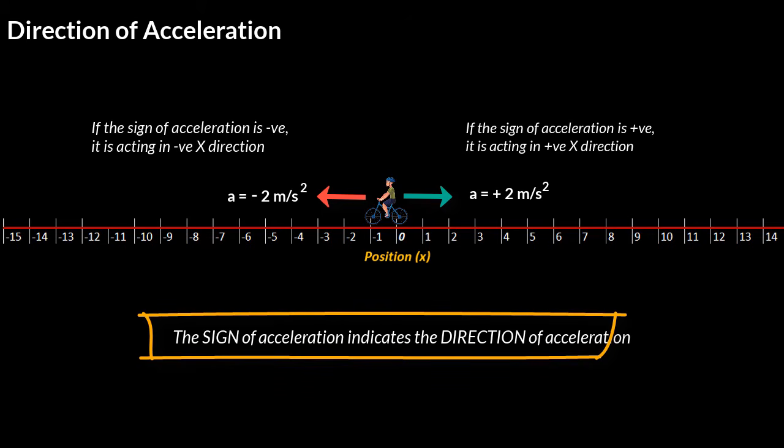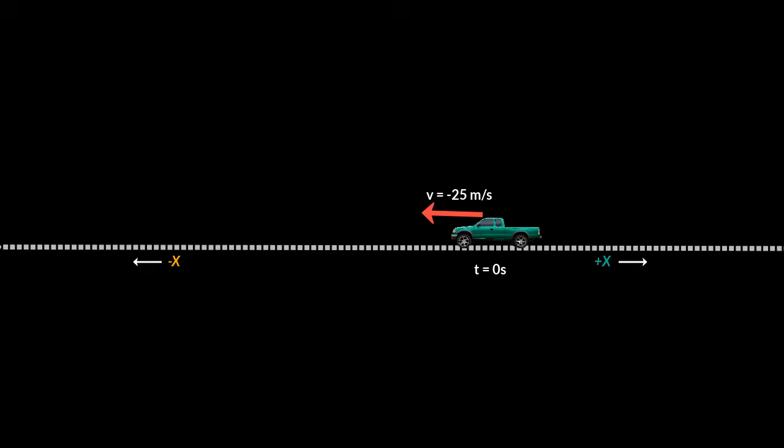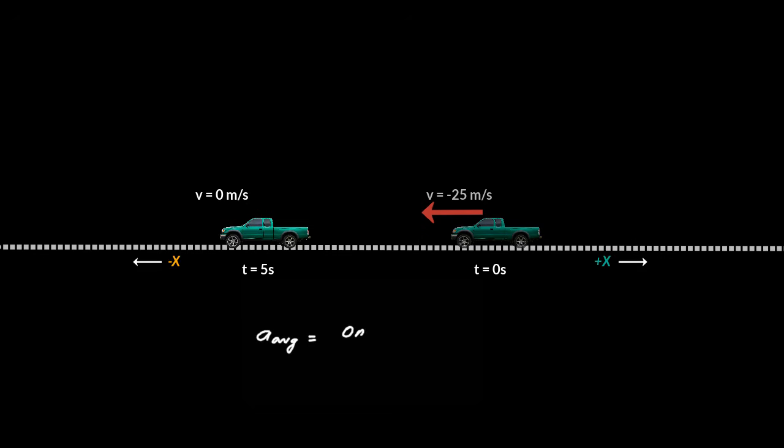velocity or decreasing. So let me give you an example where you will get more clarity on what I'm trying to say. So if a car is moving at a velocity of minus 25 meters per second, which means it is moving in the negative x direction, and it is brought to a stop in 5 seconds, then how we calculate acceleration is we say v final is equal to 0 meters per second minus v initial is equal to minus 25 meters per second divided by time, which is 5 seconds, and you find acceleration is 5 meters per second square. That is, it is positive.